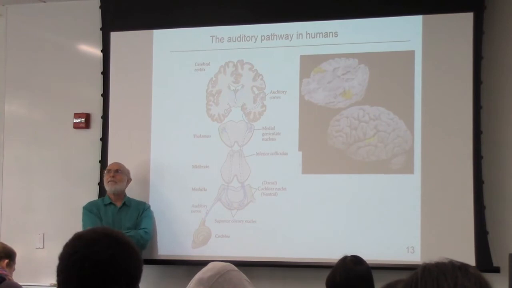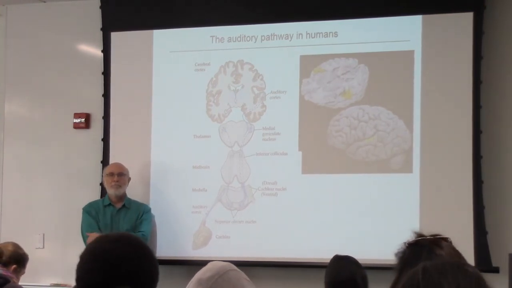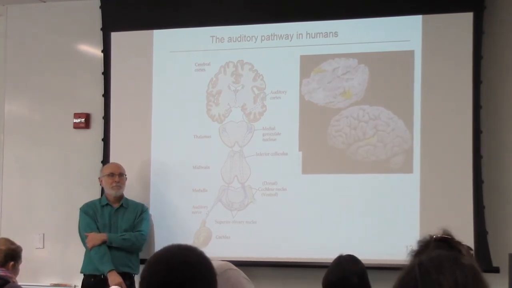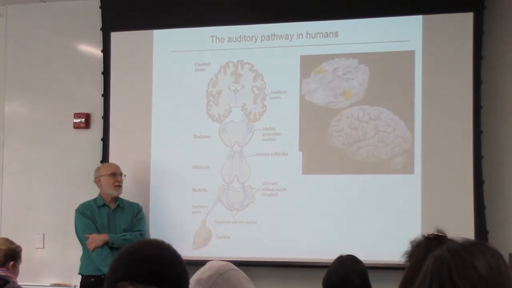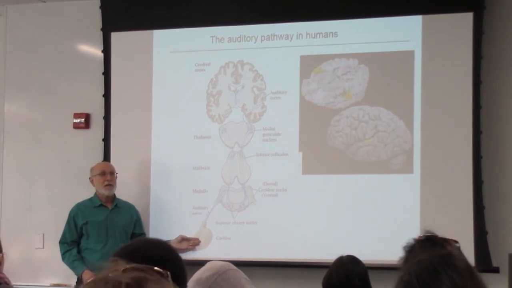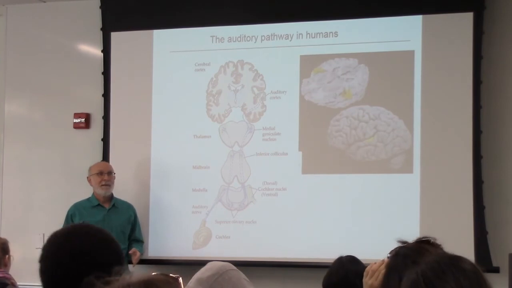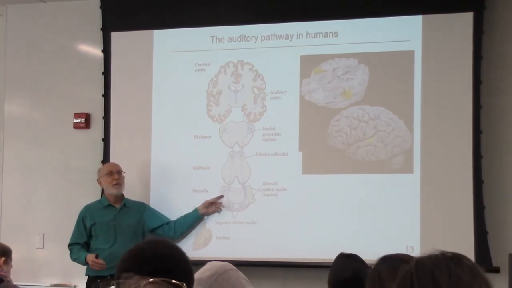So where is the first synapse in the auditory pathway? It's a trick question, because I just gave you a name, but that's not the correct answer. The first synapse is in the organ of Corti, between the hair cell and the afferent neuron. That's the first synapse. The second synapse is in the medulla.